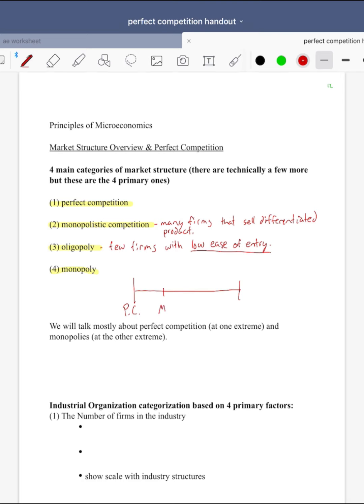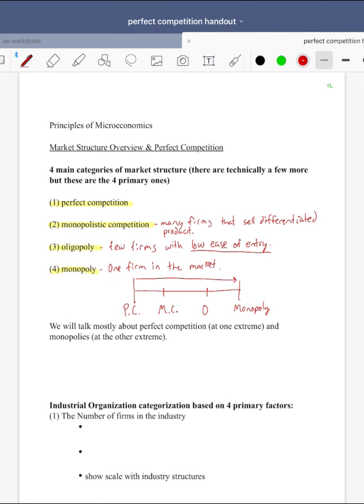If we have it on a spectrum, we have perfect competition at one end, then monopolistic competition, oligopolies, and at the other end of the spectrum, monopolies. The further we go along the spectrum, the fewer firms there are. You've probably already gathered that a monopoly just means that there's one firm in the market. That firm is actually the market, so just one seller. Like I said, we'll get to that in another lecture video.